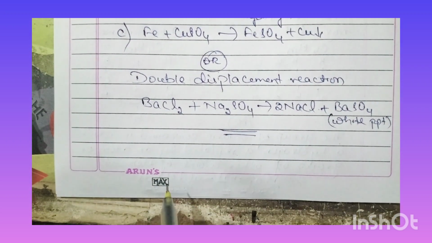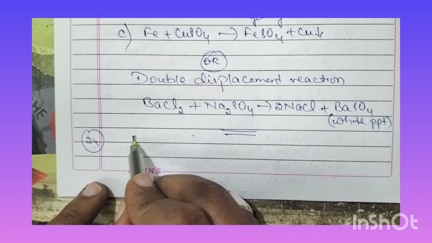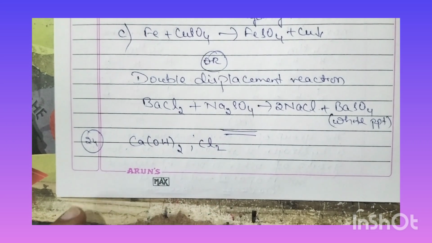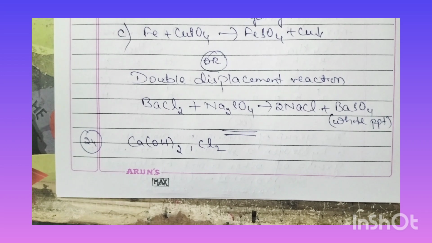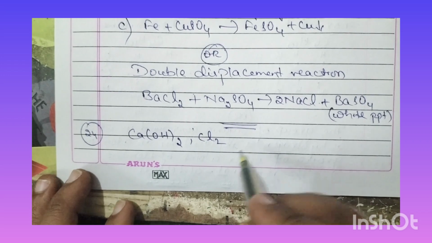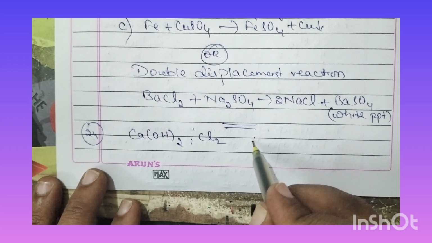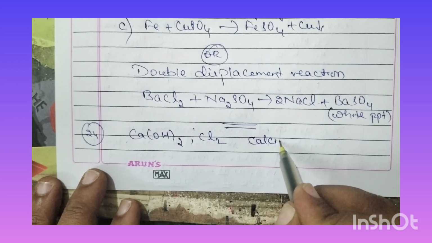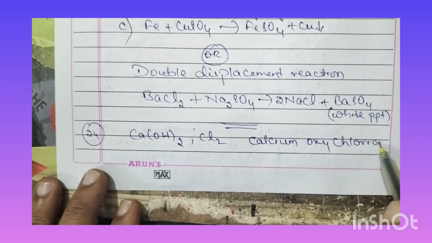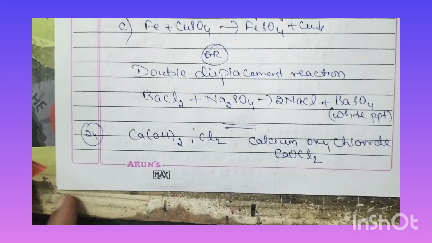Let us see what is needed. This is the 24th question. Calcium hydroxide is needed, then chlorine is needed. If we pass chlorine through calcium hydroxide, we get bleaching powder. Then what is the chemical name? The chemical name is calcium oxychloride. Then chemical formula, CaOCl2.